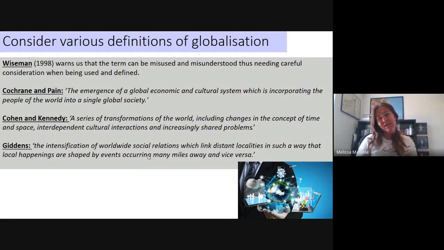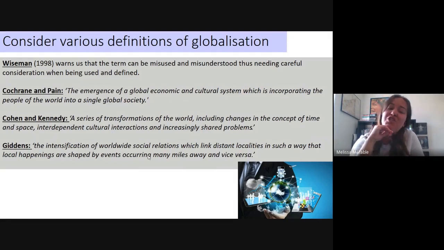How dare you kill this innocent man? And even if he wasn't innocent, you don't do that. You don't kneel on someone's neck in the street. But we're in the UK, before we'd never know these problems in America. So Cohen and Kennedy are kind of delving a little bit deeper, aren't they, compared to Cochrane and Payne. Now let's look at Giddens.